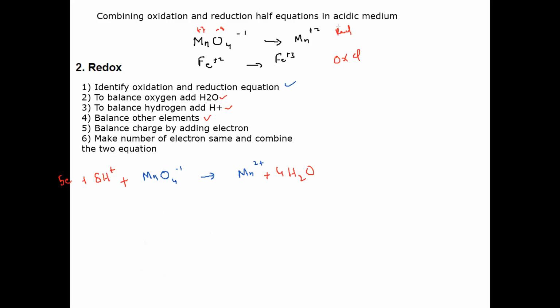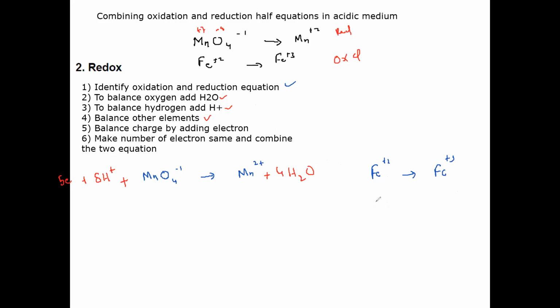Now for iron, which is Fe, the original equation is Fe +2 changes to Fe +3. So we don't have any oxygen, so we don't have to add water. We don't have any hydrogen here, so we don't have to add proton. The other element, iron, is already balanced.